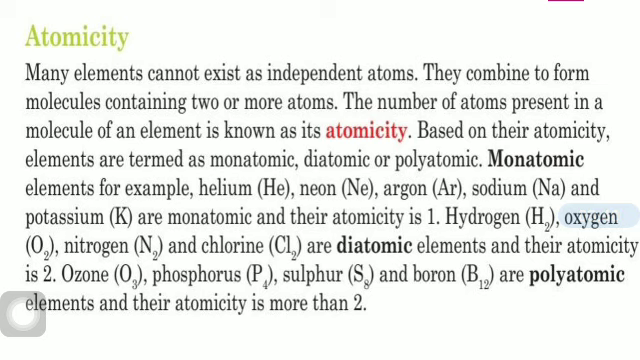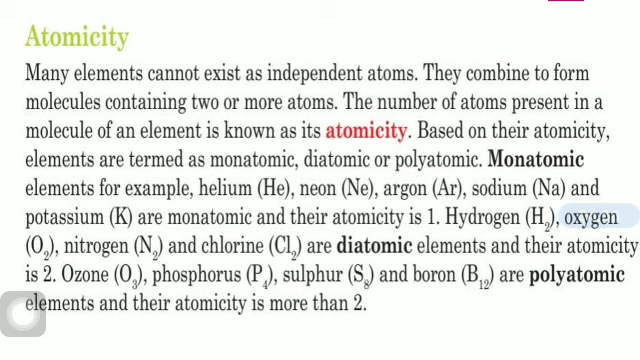Monoatomic elements, for example, helium, neon, argon, sodium, and potassium, are monoatomic and their atomicity is 1. Why? Because they have only one or single atom. And whenever you have one or single atom, mono means one. So that is why they are known as monoatomic.